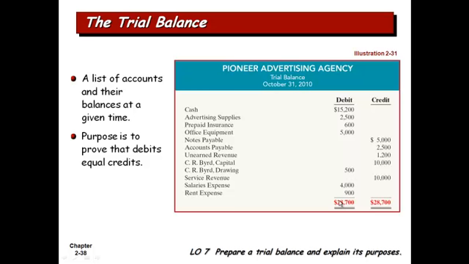So, trial balance. A trial balance is a list of accounts and their balances at a given time. Purpose is to prove that debits equal credits. So here's the name of the company, trial balance as of October 30th, a point in time, 2010. Here are your accounts. Here are your debits and respective credits. Normal balance for these four are all assets. The normal balance is a debit. Then you have notes payable all the way down to capital. These are normal balances of credit. So these will always equal. If not, there was a problem in your journal entries. 28.7, 28.7.